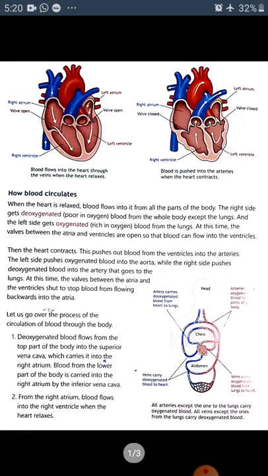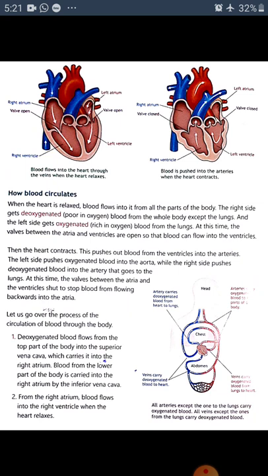So how does blood circulate? When the heart is relaxed, that means at comfort, blood flows into it from all parts of the body. The right side gets deoxygenated blood, meaning poor in oxygen, from the whole body except the lungs, and the left side gets oxygenated blood, containing oxygen, meaning rich in oxygen, from the lungs.